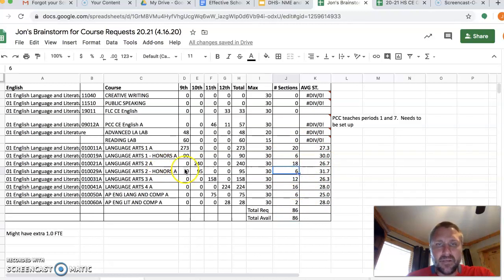Like you can say, okay, Language Arts 2, I've got this form set up so that if I change that to 8, it tells me that it drops my class size down to 23.8. And I'm not sure that that's going to do me any good.